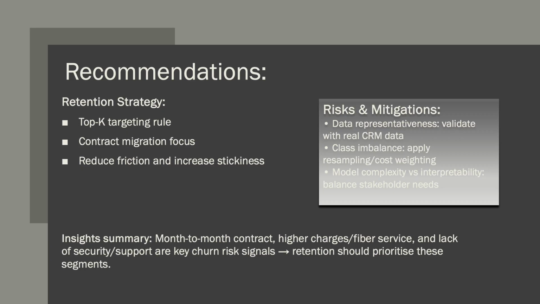For higher risk customers, especially those with higher charges for fiber service, improve the value story of the service and the service experience. Encourage customers to add on services like security or tech support to make the service harder to replace. This also includes reducing billing friction, for example, encouraging auto-pay or simplifying payment for electronic check customers. However, there are a few risks. Since the data is a public proxy, results should be validated on real CRM data. If churn is imbalanced, cost weighting or resampling can be used.